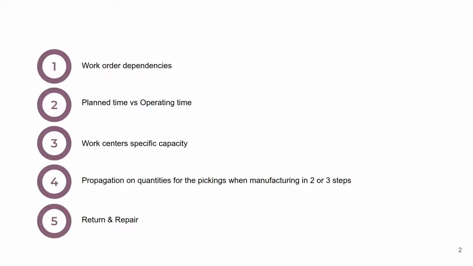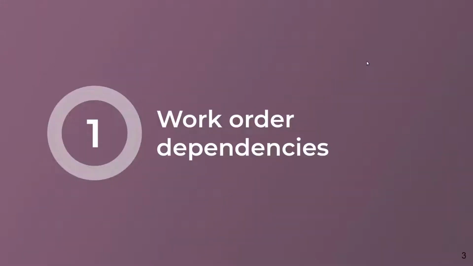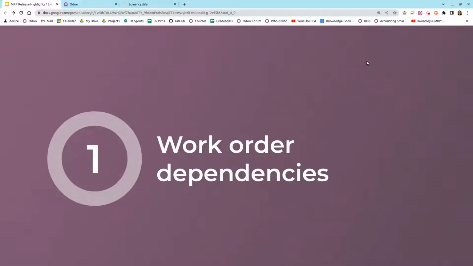Then we are going to discuss the propagation of quantities for the pickings when manufacturing in 2 or 3 steps, and a new feature that is available in the repair. Let's start with the work order dependencies.